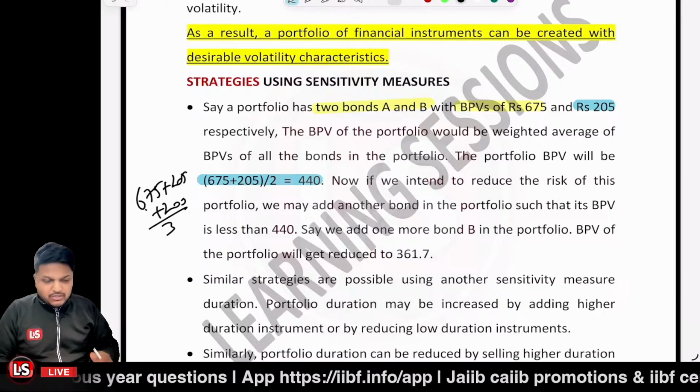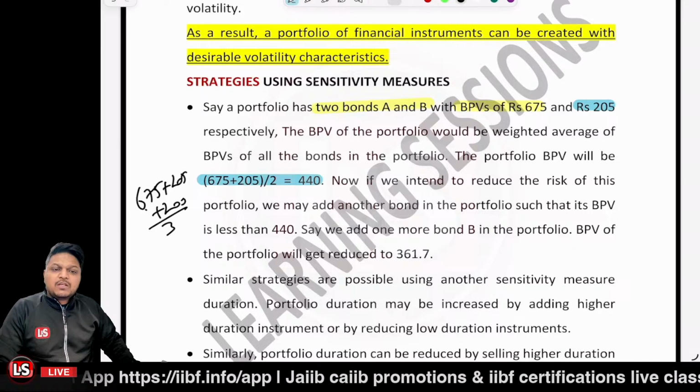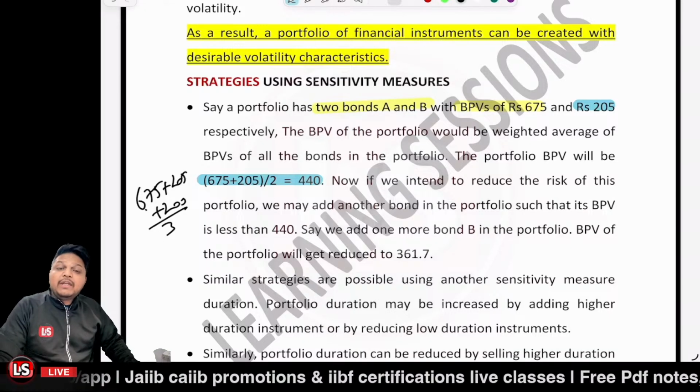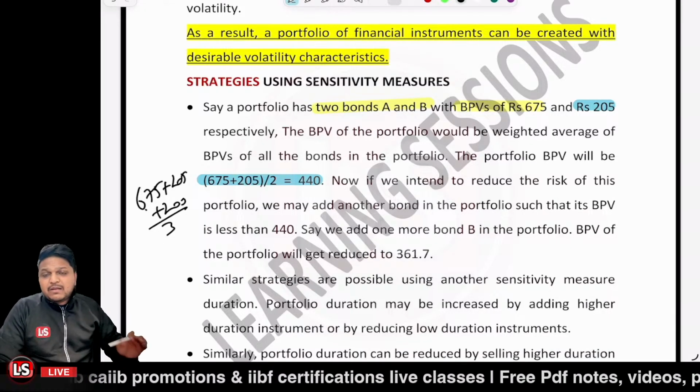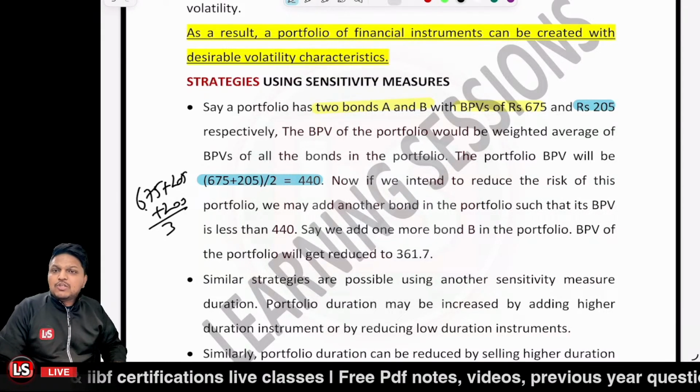Now it is coming around 360. Are you getting this point? Are you able to understand this point? So this way we can be reducing our overall risk, right? Averaging it out. And a similar strategy is also possible when we are going for the sensitivity measure, duration.